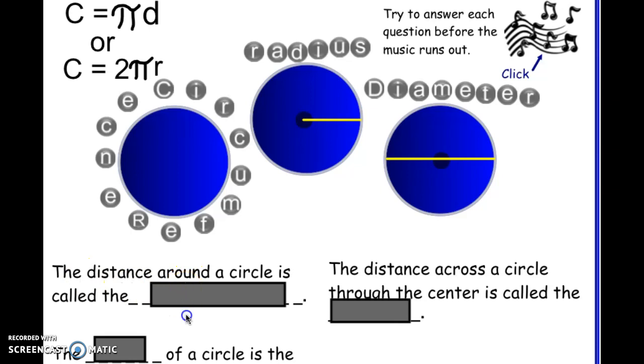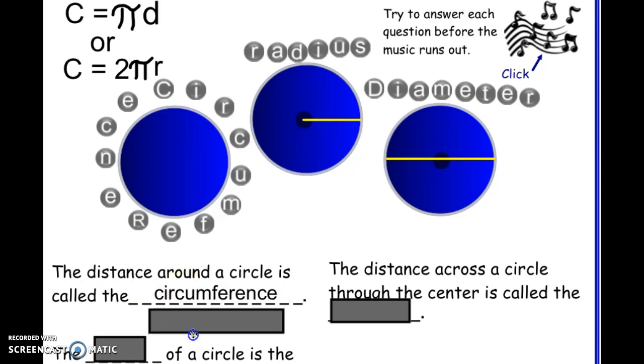Circumference is the distance around a circle. So it's like the perimeter of a circle, called the circumference. Okay, so it's measured in inches and centimeters, whatever. It's the circumference of it.